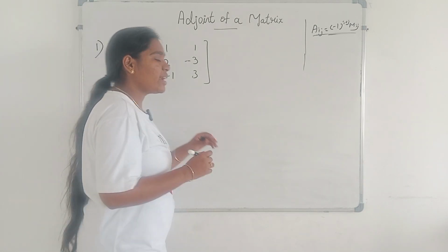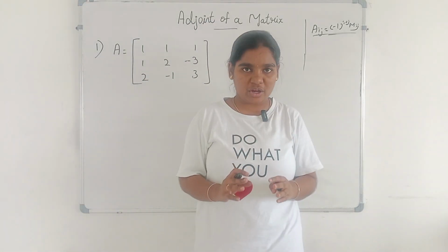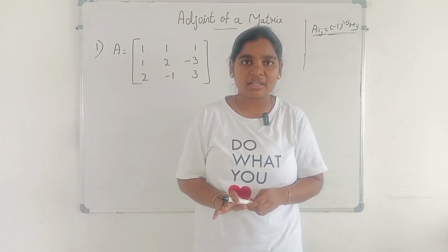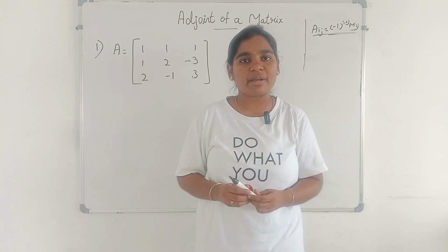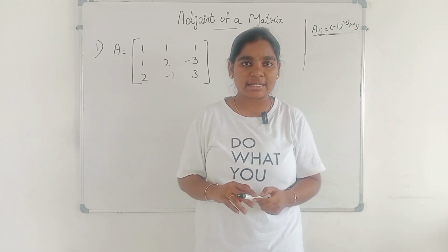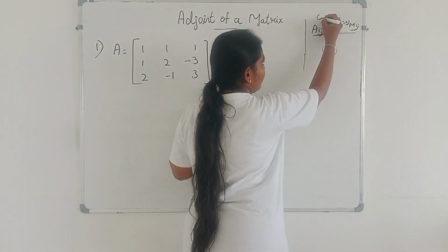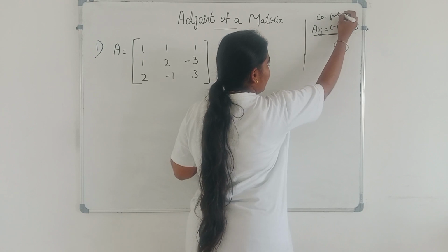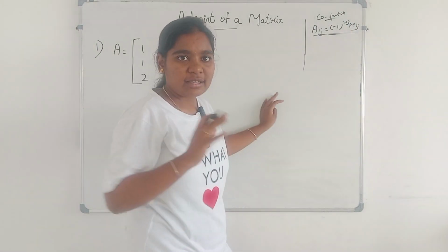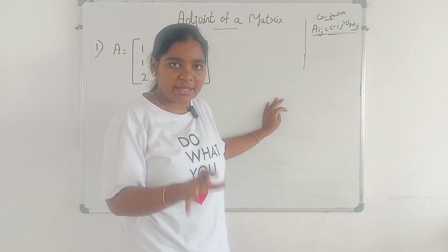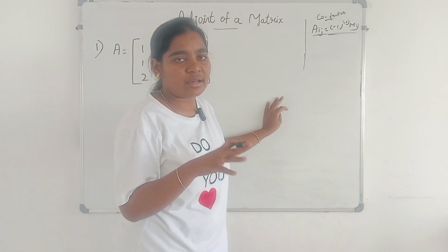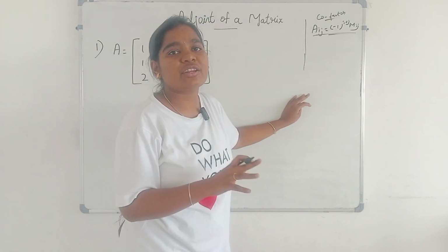So we are going to find the adjoint by using the concept of minor and cofactor. Before watching this problem, kindly watch that video. The link is in the description. This is the formula for finding the cofactor. Cofactor is a signed minor. That means first you will find the minor, and for the cofactor, the sign of that minor will change.